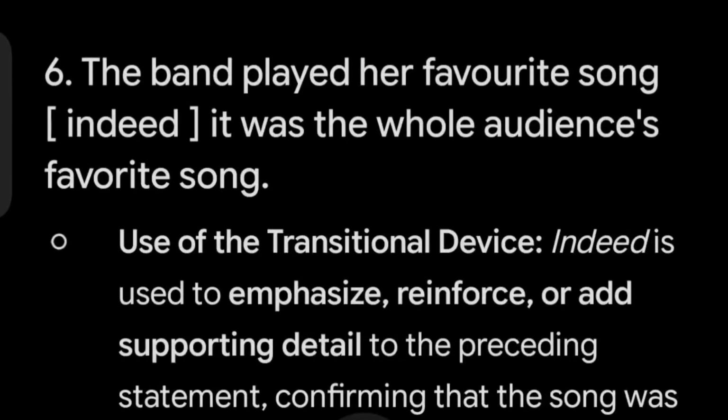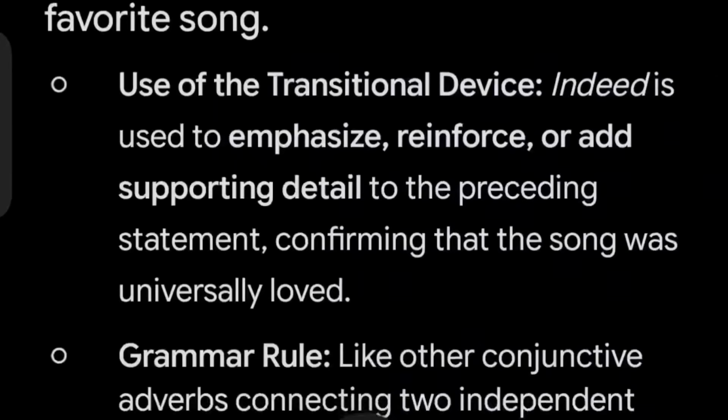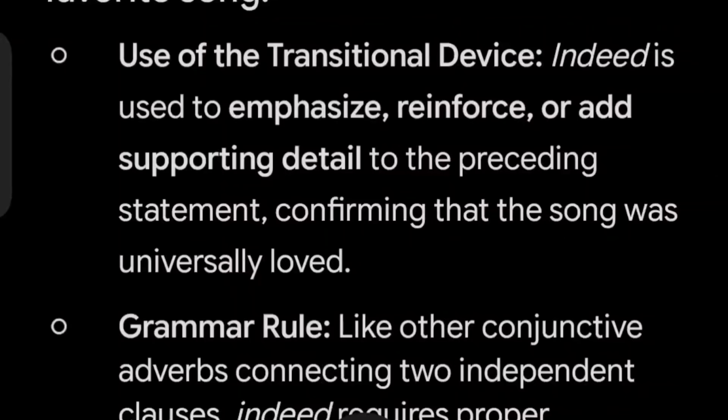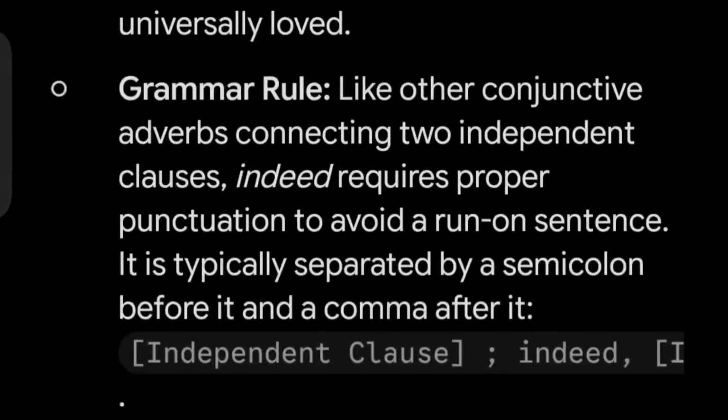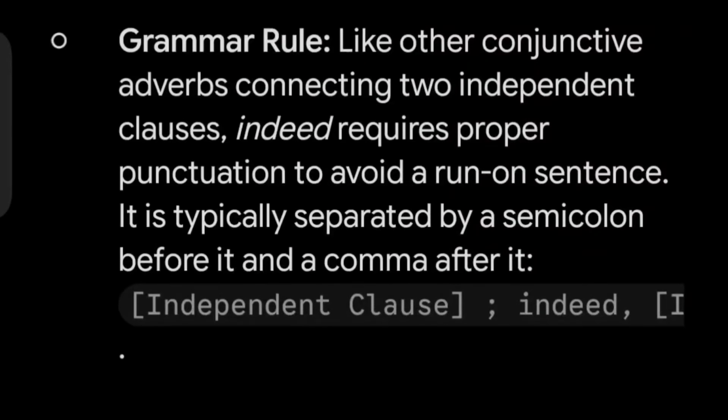6. The band played her favorite song. Indeed, it was the whole audience's favorite song. Use of the transitional device: indeed is used to emphasize, reinforce, or add supporting detail to the preceding statement, confirming that the song was universally loved. Grammar rule: like other conjunctive adverbs connecting two independent clauses, indeed requires proper punctuation to avoid a run-on sentence. It is typically separated by a semicolon before it and a comma after it: independent clause; indeed, independent clause.